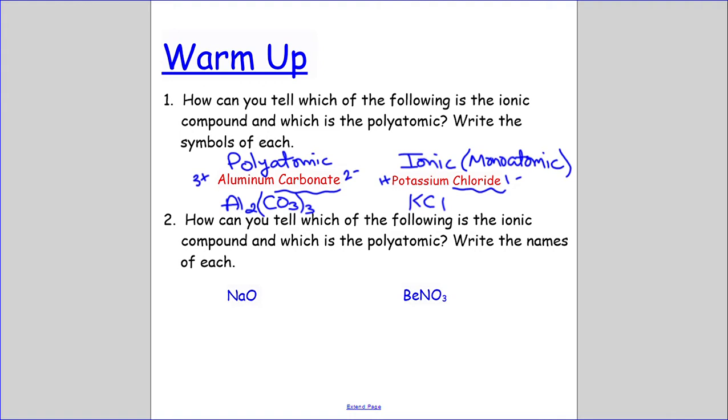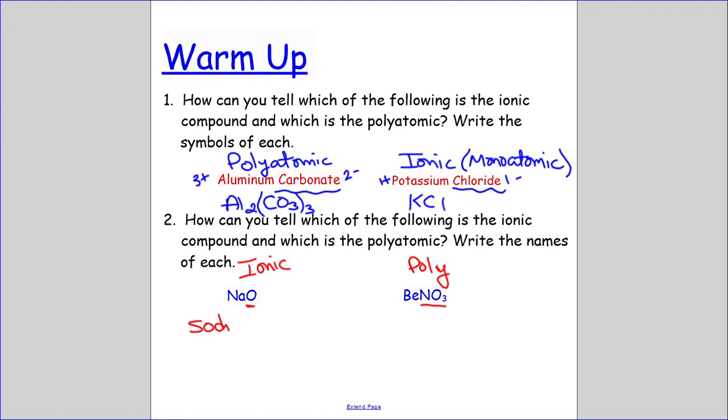In the next part, how can you tell which of the following is the ionic compound and which is the polyatomic? Again, if I look at the metals, they're not going to help me very much. I need to look at the nonmetal groupings, and here I have a group of nonmetals with NO3, so this one is going to be my polyatomic group, and this one is going to be my regular monoatomic or ionic group. Then we write the names for each one.